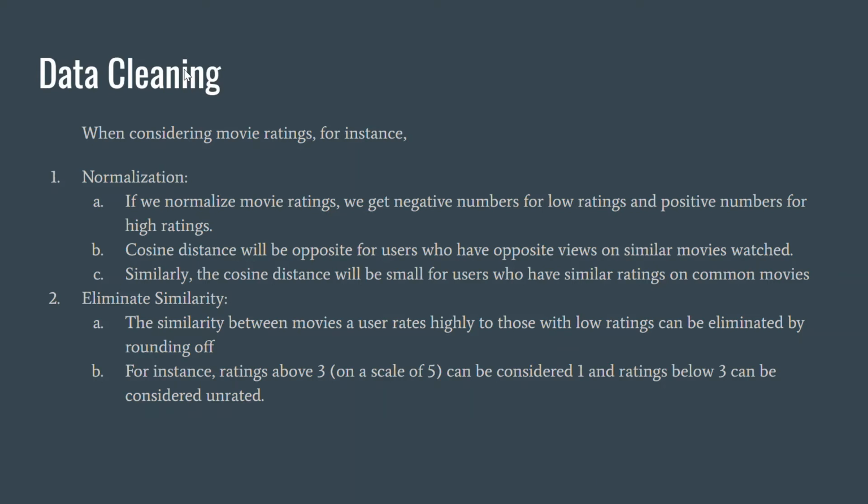And in the same way, the cosine distance will be small for the users who have similar ratings on a common movie. When it comes to eliminating similarity, we can categorize data based on similarity of highly rated movies. For example, the difference between movies a user rates highly and those with low ratings can be eliminated by rounding off. For instance, all the ratings that are above 3 on a scale of 5 can be considered 1, and the ratings below 3 can be considered unrated.